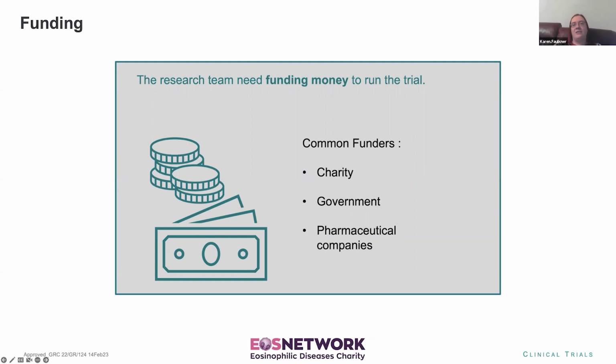That can be a charity. So some of the larger charities that do millions of pounds worth of fundraising, they will sponsor studies for their particular disease areas. The government will sponsor some studies, and particularly recently, the COVID vaccination studies will have had some government sponsorship. And then pharmaceutical companies themselves will be sponsors. So they will pay for those studies to be run.